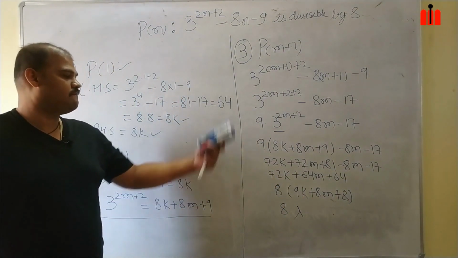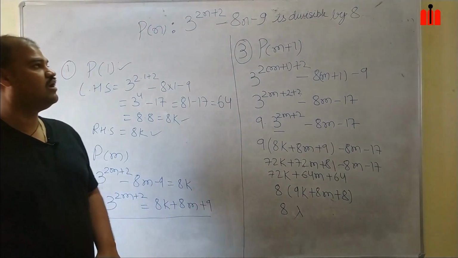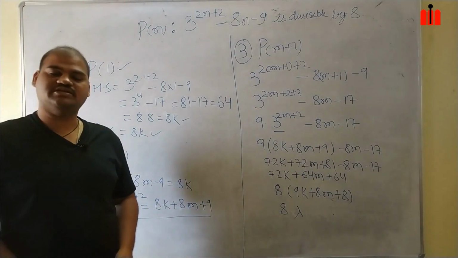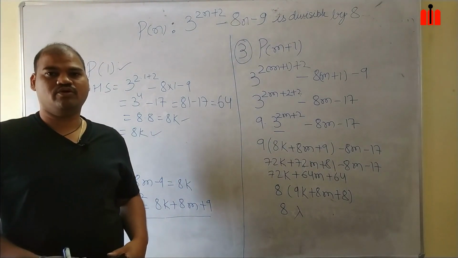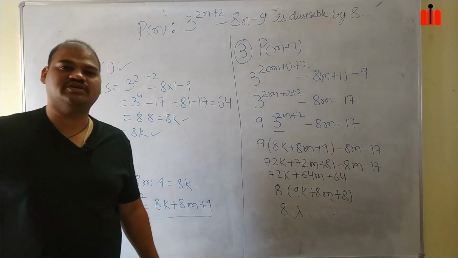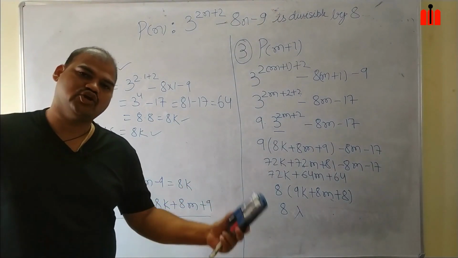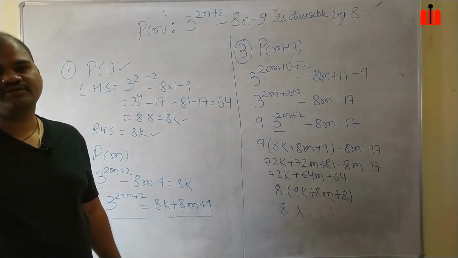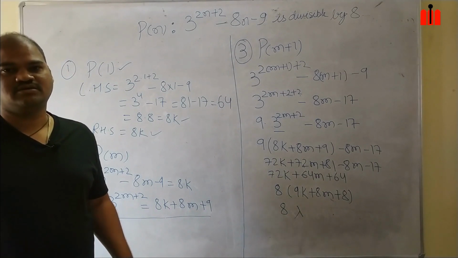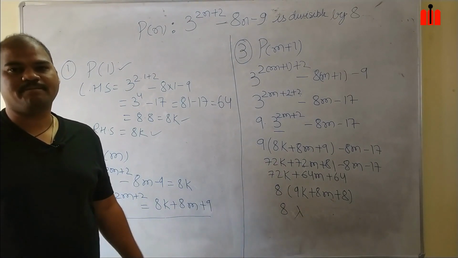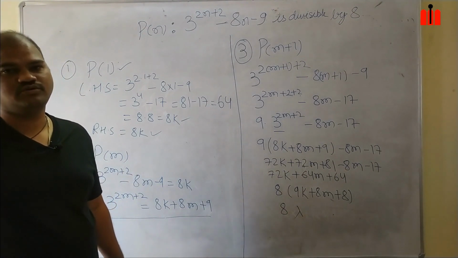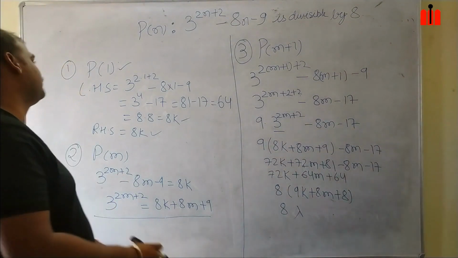That means my Pm plus 1 is divisible by 8, or it is a multiple of 8. So my Pm plus 1 is true. So what is our conclusion? Our conclusion is Pn will also be true, right? This completes 12th problem. Okay, now we will move on to 13th problem.